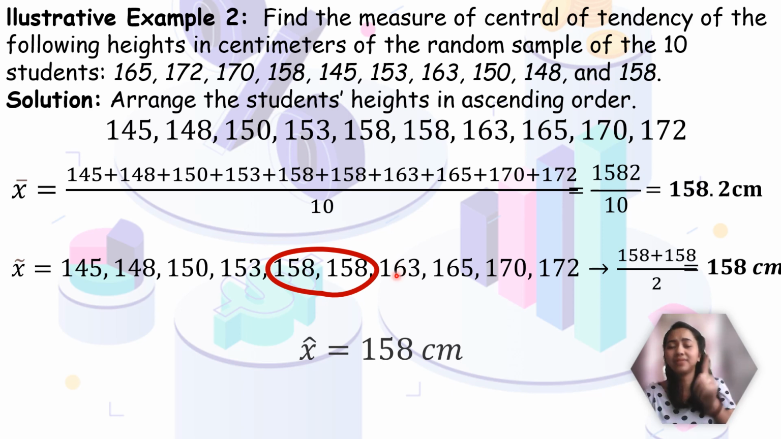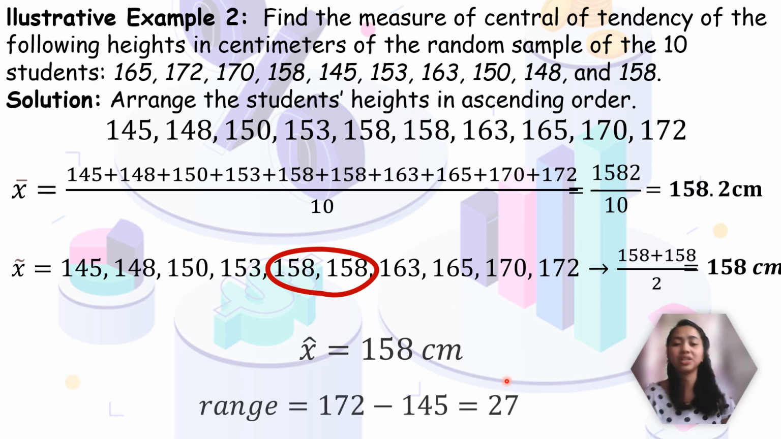So, we need to find range. Ang pinakamataas dito is 172. If we're going to find the difference of that and 145, we will be having 27. So, that is the difference between the highest height or the tallest and the shortest. So, that is the difference. So, are we good with that?